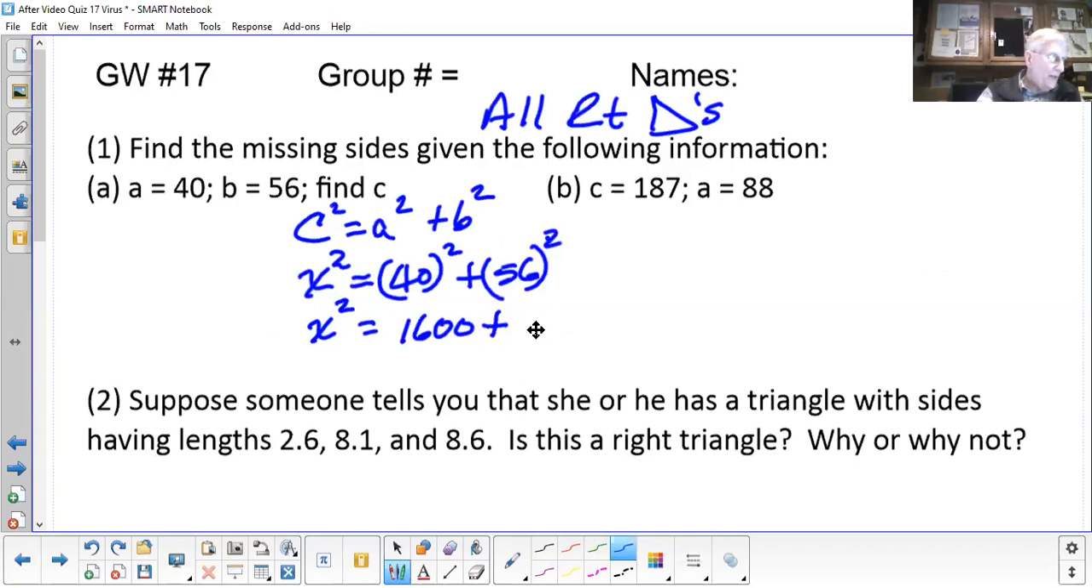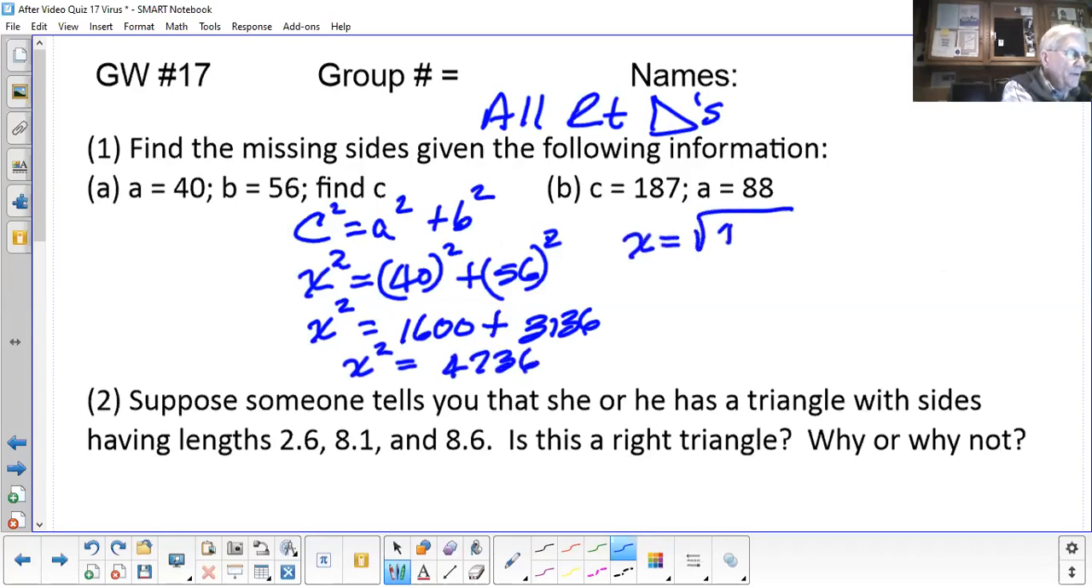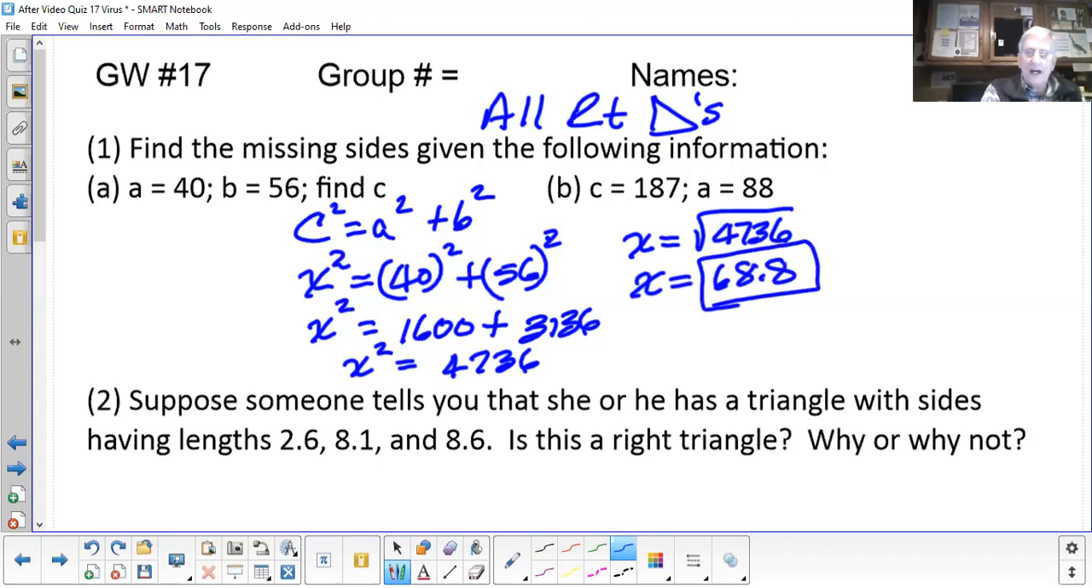So it's now 3136 I would write here. So this is 3136. When I added the two together, I got 4736. To determine the value of x, I had to take the square root of each side of the equation, or in other words, take the square root of 4736. And when I did, I got approximately 68.8 for the answer for the side that is the hypotenuse of this right triangle.